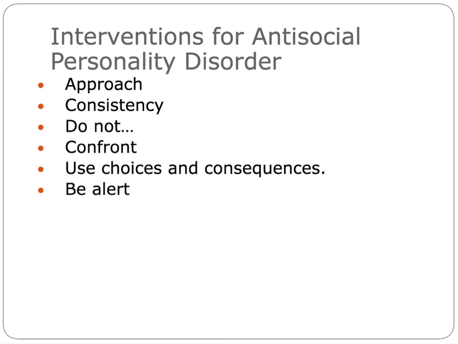Interventions for the antisocial personality disorder: you want to approach them more in a matter-of-fact way, again, and you want to show that you are concerned. Make sure that you are consistent. You communicate in a set manner, and you maintain consistent rules and regulations. Do not argue, bargain, or rationalize with them. You want to confront inappropriate behaviors, and you do not seek approval or coax them. Use choices and consequences with them. Be alert for flattery or verbal attacks.